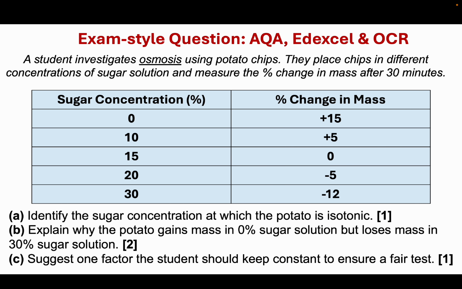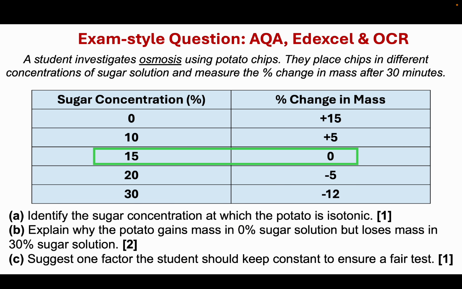Part A says, identify the sugar concentration at which the potato is isotonic. If you remember, isotonic means same strength. So since it has the same strength, we're not expecting any net movement of water into or out of the cell. So therefore the percentage change in mass shouldn't change much. And that's how we would say the sugar concentration of 15, because the percentage change in mass was 0.